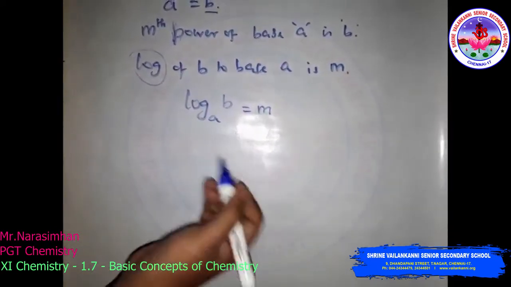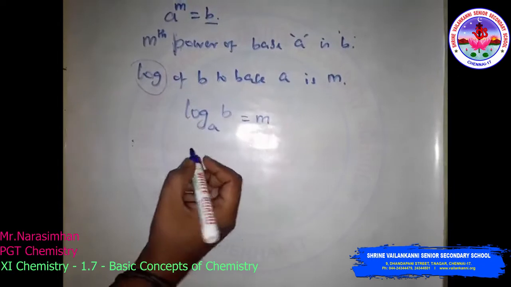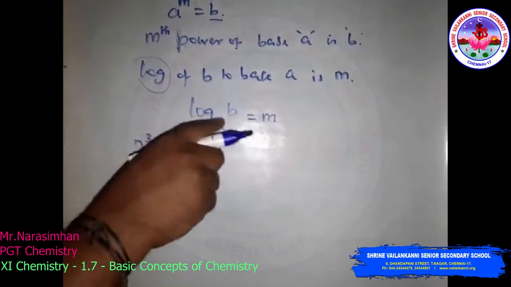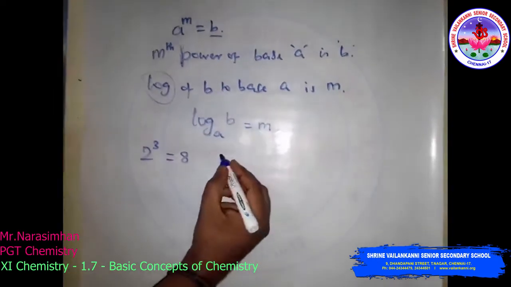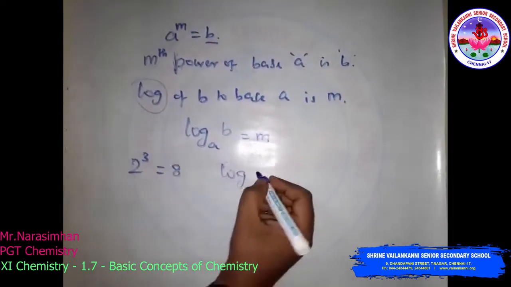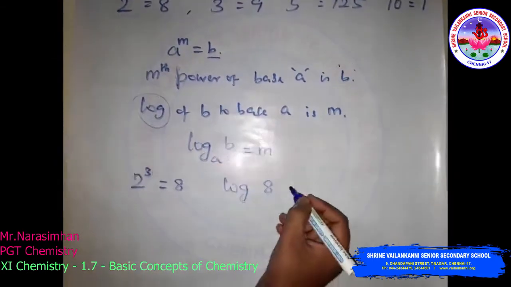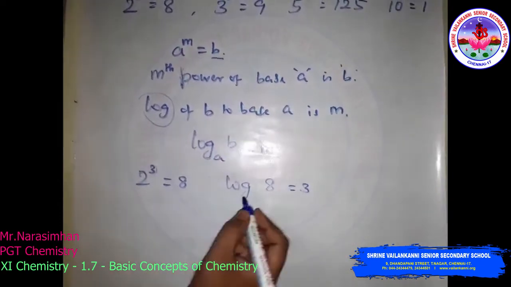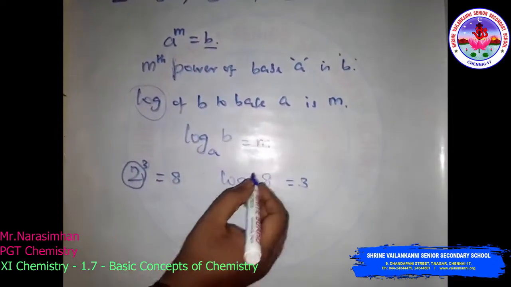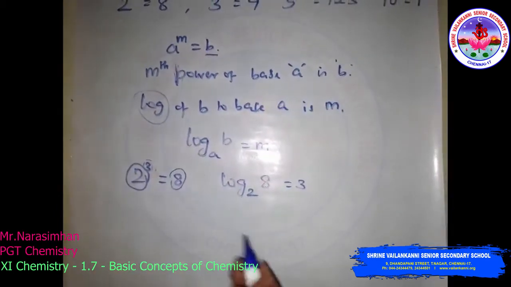Here is some more examples. 2 power 3 is equal to 8. We can write this in terms of log: log of 8, then the power number you have to write here, 3, and the base number you have to write here. This is the base, this is the log number, and this is the equal number.